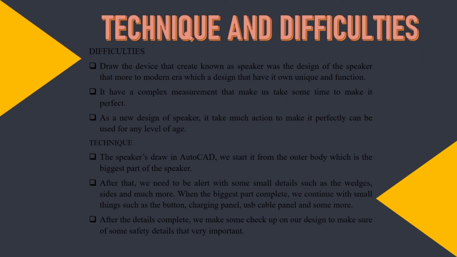Technique. To draw the speaker in AutoCAD, we start from the outer body, which is the biggest part of the speaker. After that, we need to be alert with some small details such as the wedges, slides, and much more. When the biggest part is complete, we continue with small things such as the button, charging panel, USB cable panel, and some more. After the details are complete, we make some checkups on our design to make sure of some safety details that are very important.